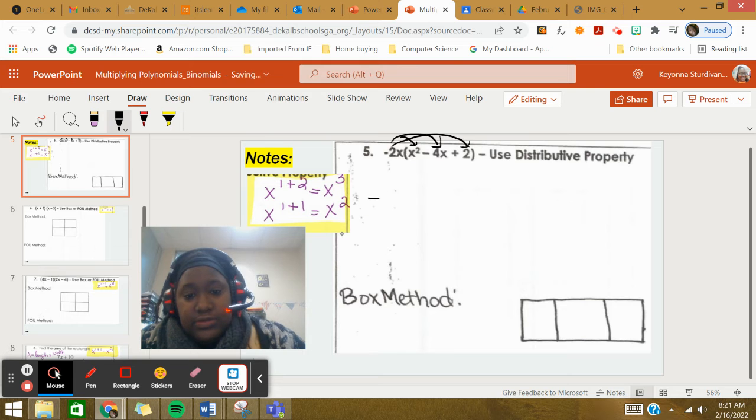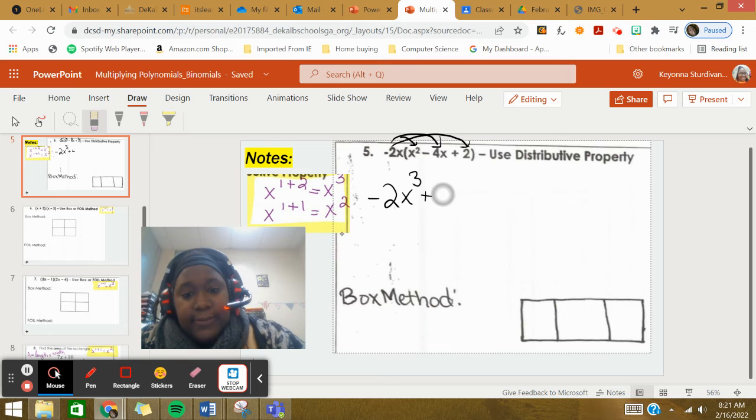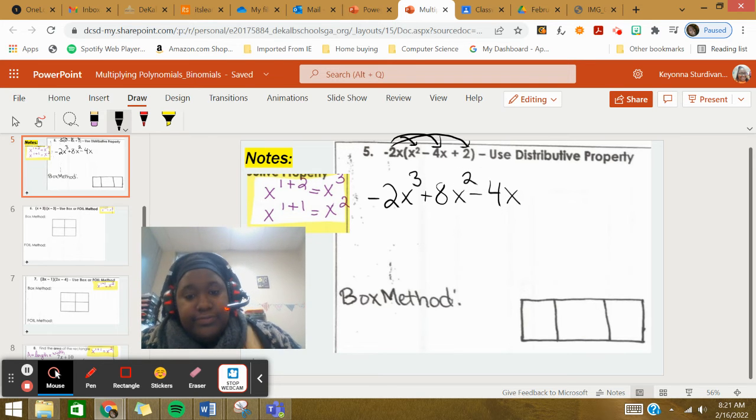That gives me a -2. Remember that I'm adding my exponents, which is right here. So we got x to the first plus x to the second, which will give me x to the third. -2 times a -4 should give me a +4, it'll give me a positive 8x. And then -2 plus 2, which will give me a -4x. And this will be to the second power.